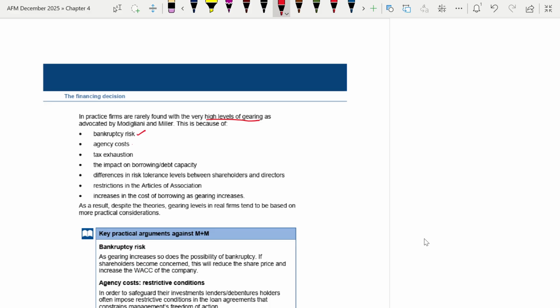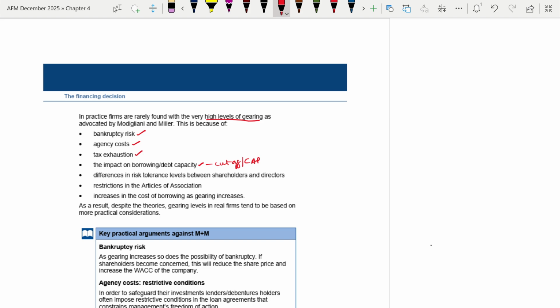There is an agency cost, the difference of opinion between management and shareholders. Tax exhaustion: how much tax are you paying? The impact of borrowing and debt capacity. To some level we can pay, that is why we are saying it is a cutoff. We are putting a cap. We will have a cutoff, you will have a cap, so you should make it a point.